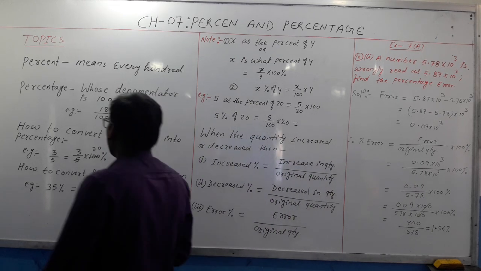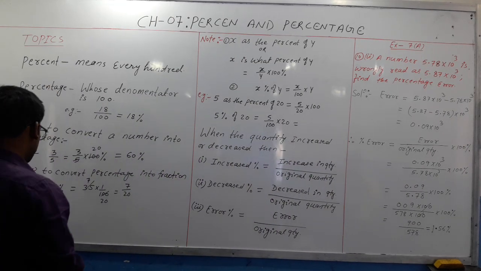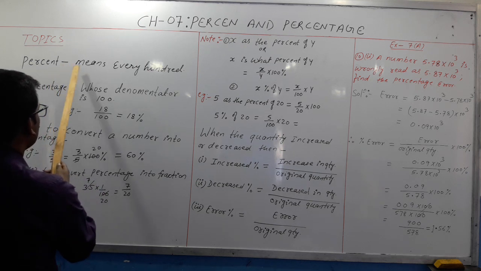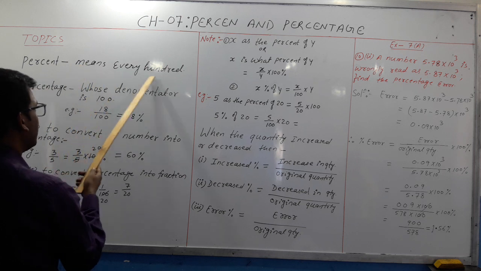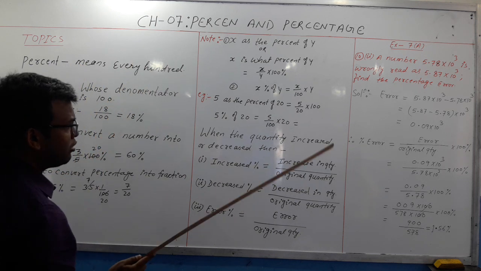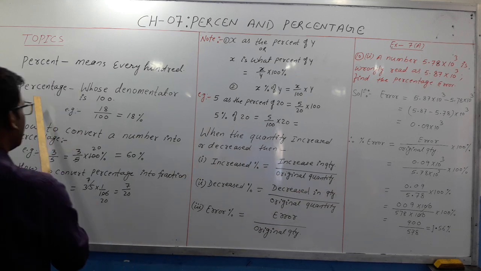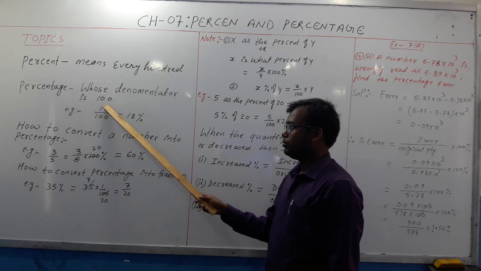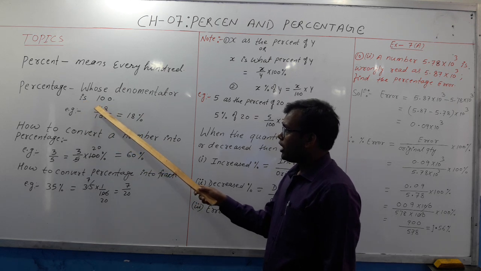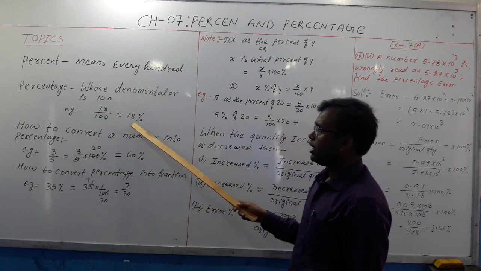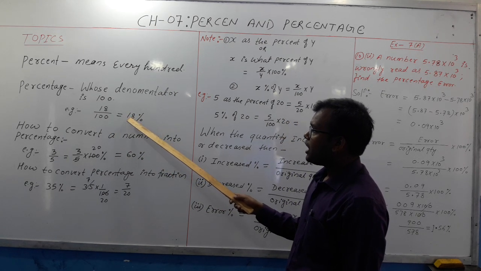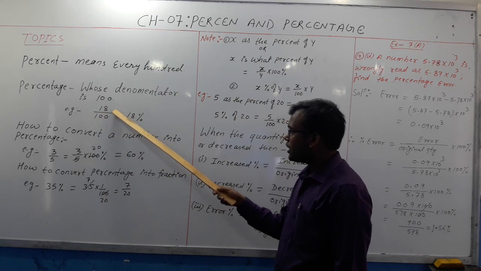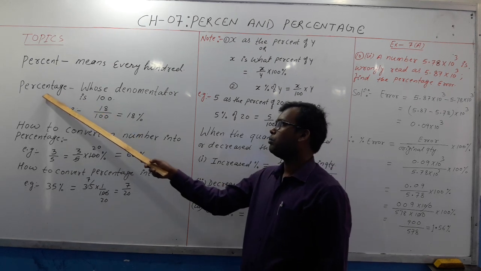Now the topics are, first let me explain about the meaning of percent. That means whenever we find the percent, every 1% will be calculated out of 100. And then percentage, that means a fraction whose denominator is 100. For example, 18 by 100 is equal to 18 percentage. That means 18 is calculated out of 100. That's why this representation is in the form of percentage.